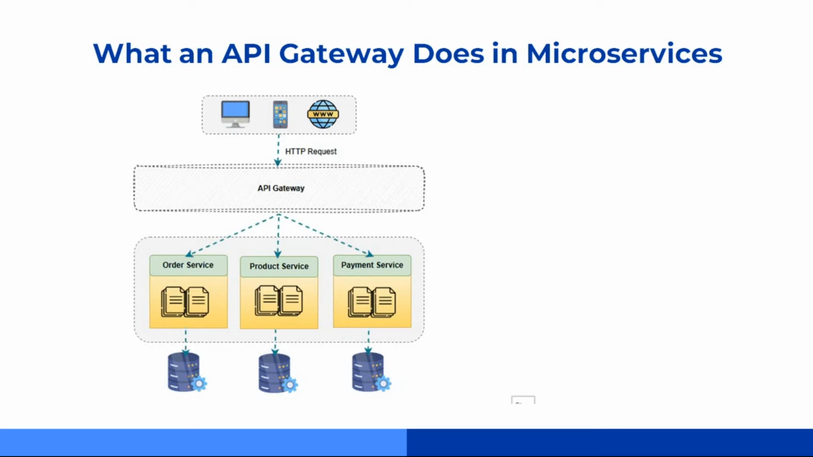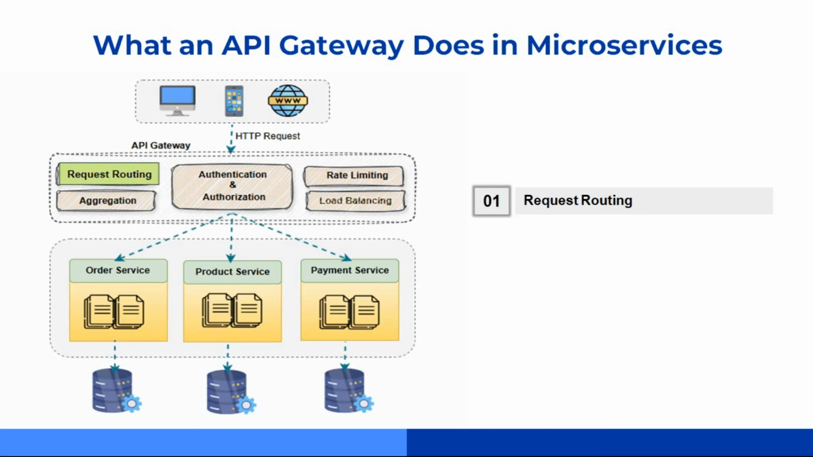Let's now take a closer look at what an API gateway actually does one by one. Number 1. Request routing. This is the basic job of an API gateway. When a client sends a request, say to get order details, the gateway routes that request to the correct service, like the order service. The client doesn't need to know where the service is running. The gateway handles it all behind the scenes.